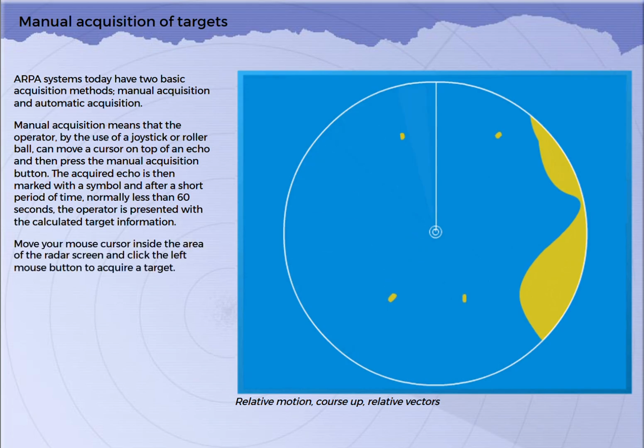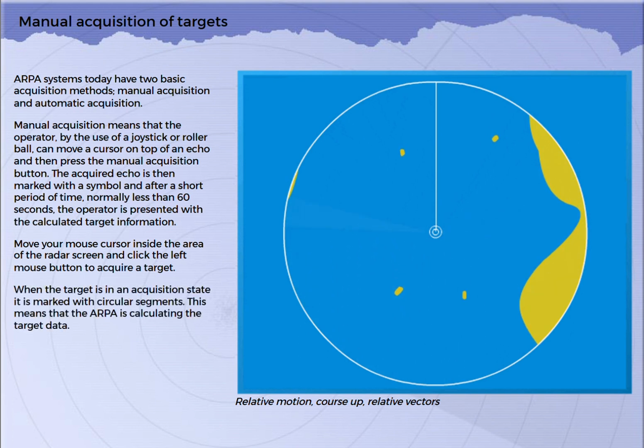Move your mouse cursor inside the area of the radar screen and click the left mouse button to acquire a target. When the target is in an acquisition state, it is marked with circular segments. This means that the ARPA is calculating the target data.